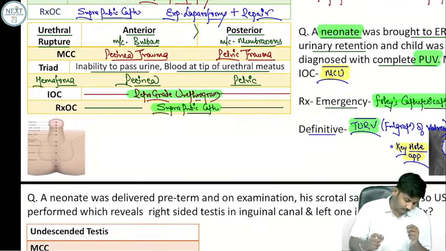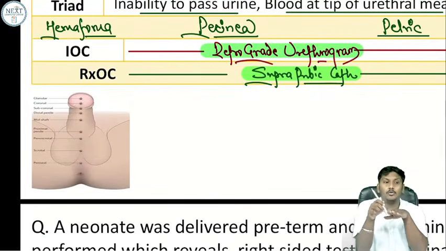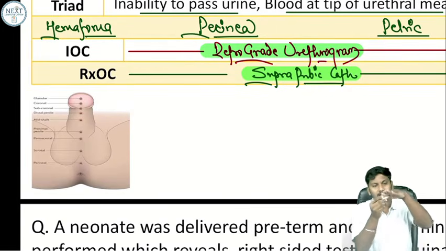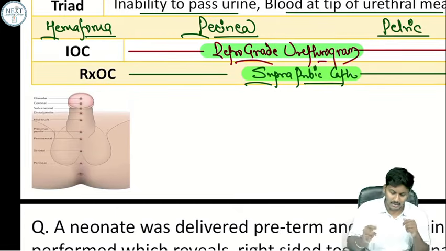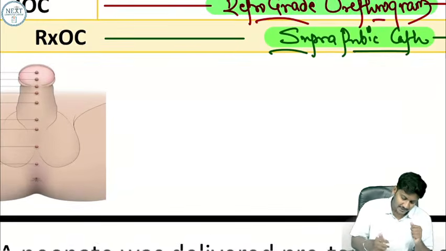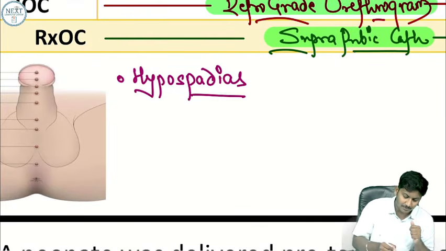Next important, we know beta, normally the urethral opening is exactly in the front of the penis. But if the urethral opening is not in the front, if it is on the ventral surface or the down surface of the penis beta, that is what is called hypospadias. ठीक है, so hypospadias is nothing else but whenever the urethral opening is on the under surface or the ventral surface of the penis.